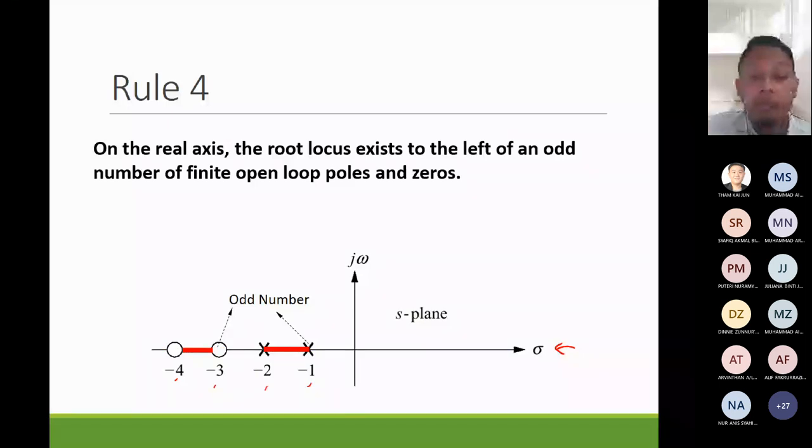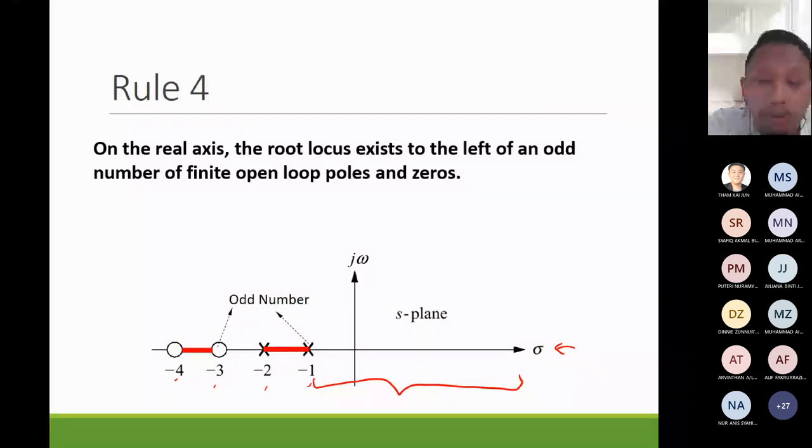So firstly, you need to determine the number of finite open loop poles and zeros. So in this range, from positive infinity to minus 1 here, there are no poles. No poles because poles start at minus 1. So from here until infinity, there are no poles. So when you have no poles, then in this region here, the root locus does not exist on the real axis.